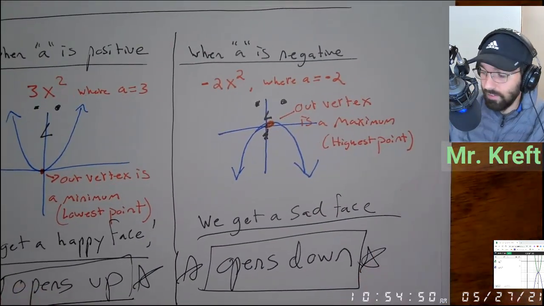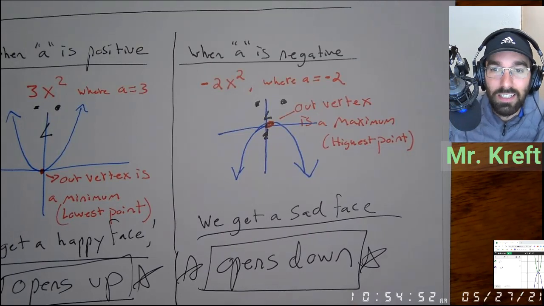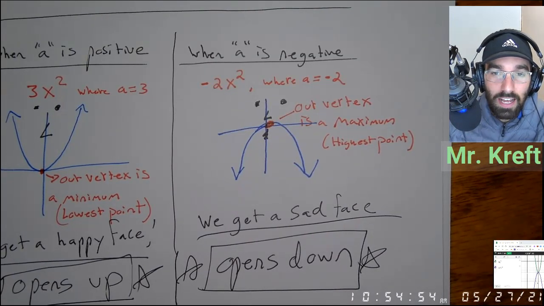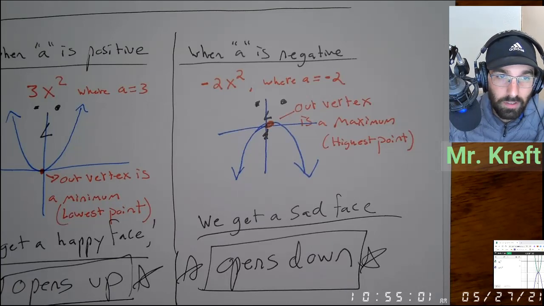Okay, so if you went to a business and said, well, you're going to be making $25 an hour max, that means if you work for that business, you're never going to be making more than that. Okay, so our vertex there is our maximum point.